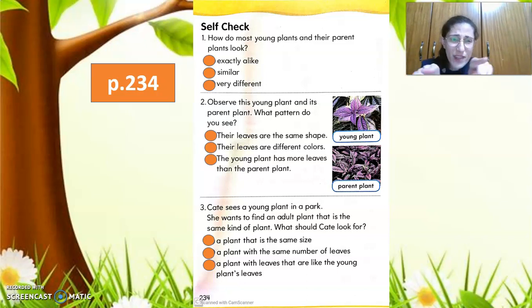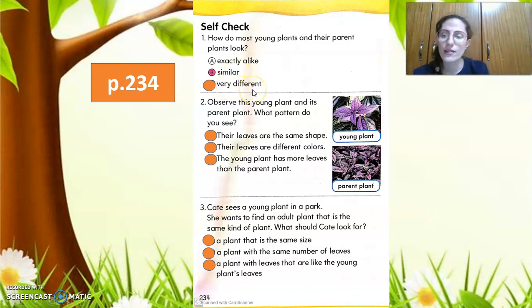Did both of them have the exact same size of leaves? No, it's incorrect. A is incorrect because the young plants have fewer and smaller leaves than the parent plant. B, they look similar. Yes, it is correct because the young plants and the parent plants share the same shape of the parts but different sizes, which means that the young plant looks similar. Similar means it looks like its parent plant but with different sizes.